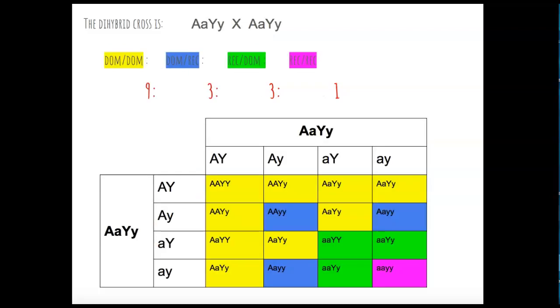So again, a dihybrid cross is a cross between two individuals that are both heterozygous for two different traits. And we're going to create from that the probability that we will have a 9:3:3:1 ratio of individuals who are dominant for both traits, dominant and recessive for the two traits, recessive and dominant, and recessive for both traits.